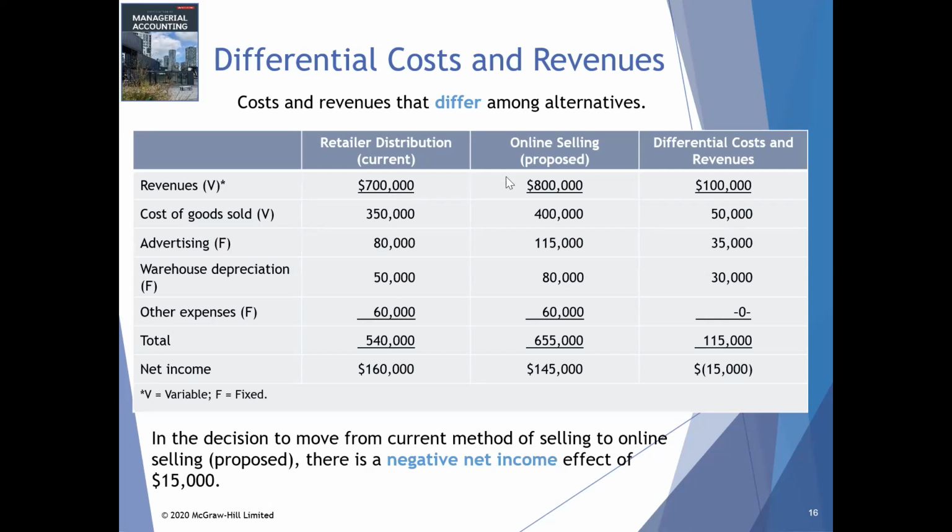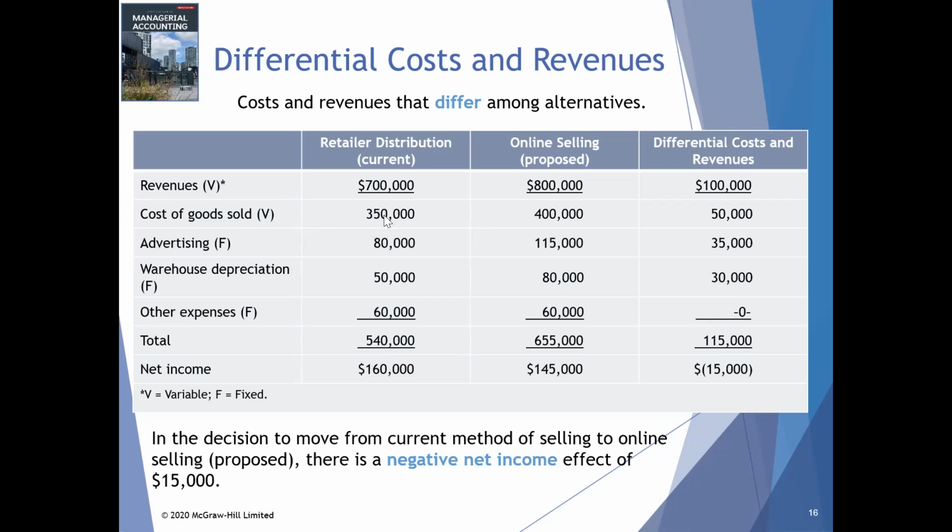So online is the proposed: instead of retailer distributions, if the company decides to sell the product online, right? So that is the proposed. Now we want to take a decision. The decision will be taken if we calculate what will be the net profit or net income proposed. If it is good, then definitely we will go with that decision, otherwise not.